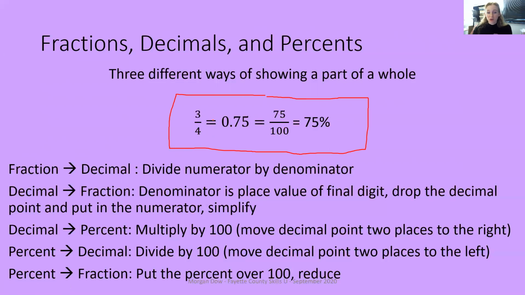So here on the screen, I actually have four different numbers that are all talking about the same amount of stuff. They're all basically the same thing. And because they're all the same thing, that means that we can learn how to convert between these different types of numbers. It can be useful to learn how to convert between them because depending on the situation you're in or the problem you're looking at, it might be easier to work with one type of number rather than another.